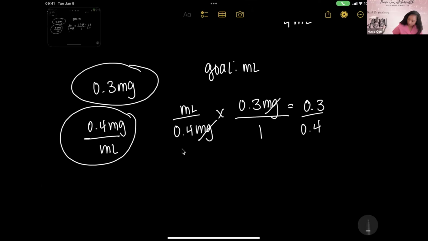So 0.3, excuse me, divided by 0.4, which would be 0.75. So we want to round this to the nearest hundredth, right? So if we're rounding this to the hundredth, there is nothing right there, is there? It's just zero. So this would be our answer, 0.75 milliliters, okay? And everything else behind it was a zero.